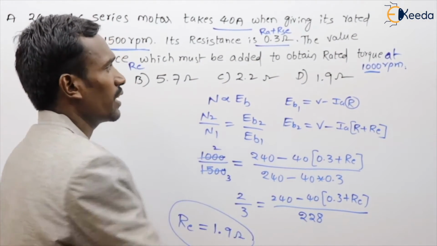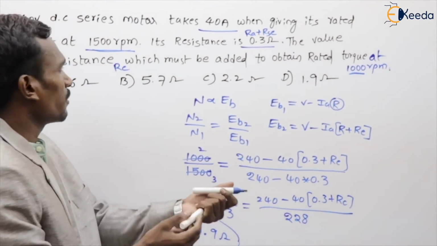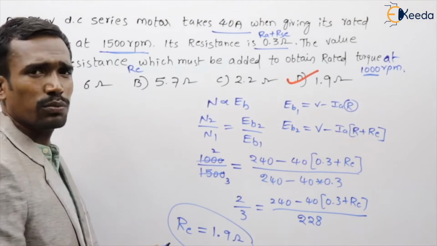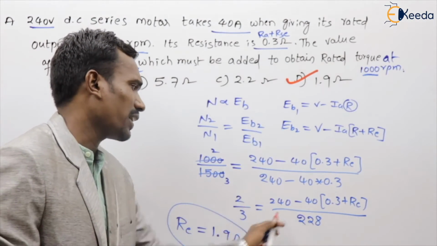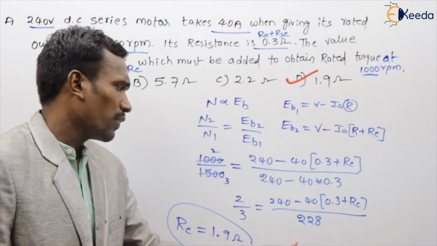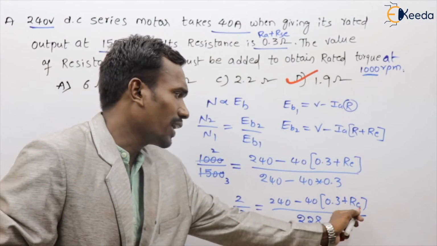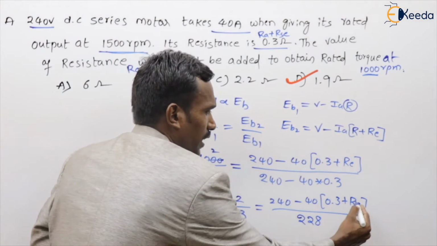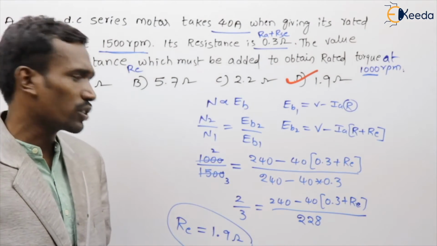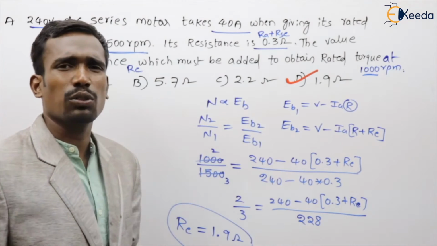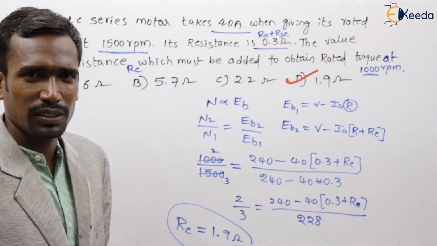How can we get it here? What is the answer here? In our options, which is the correct answer? Option D, 1.9 ohms. Just take the cross multiplication. If you solve this, you can get the extra resistance RE. Extra resistance RE is equal to 1.9 ohms. This is a very important question, repeated in many competitive exams.